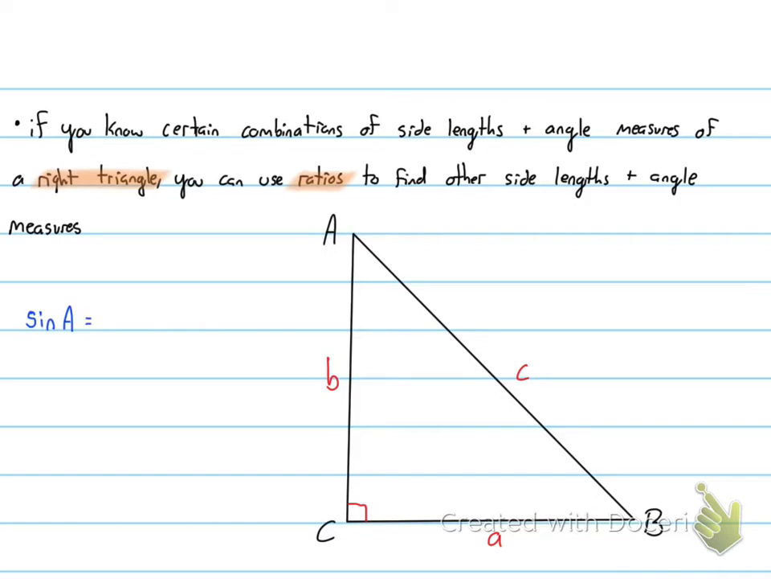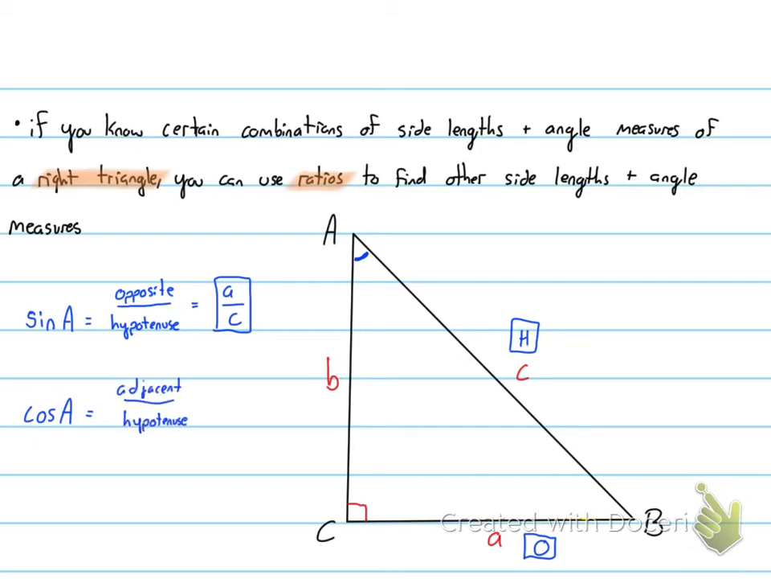The sine of A, if we're anchored at angle A, would be the opposite side over the hypotenuse. So let's talk about what those are. We're at angle A. The opposite side would be the little a right there. The hypotenuse, as we talked about when we did Pythagorean theorem, is always going to be that longest side, so side C. So if I wanted to find the sine of A, that would be opposite over hypotenuse, which is A over C.